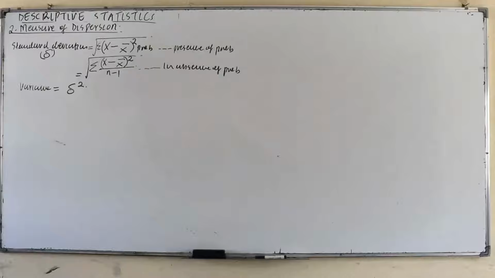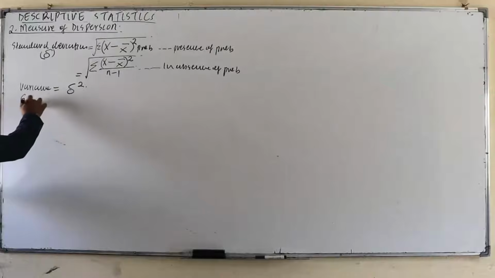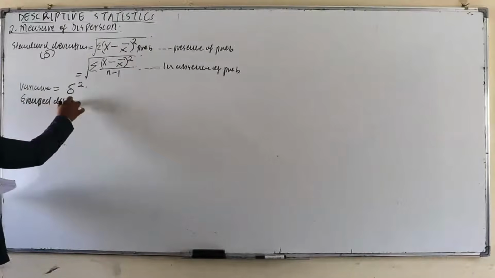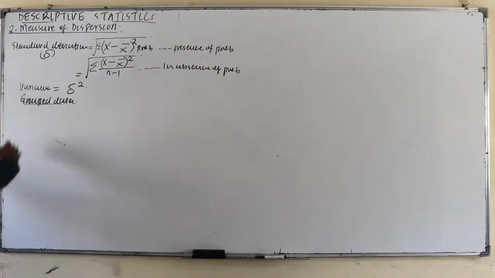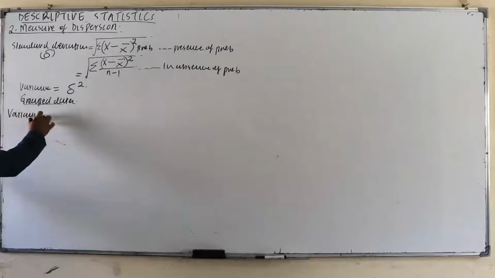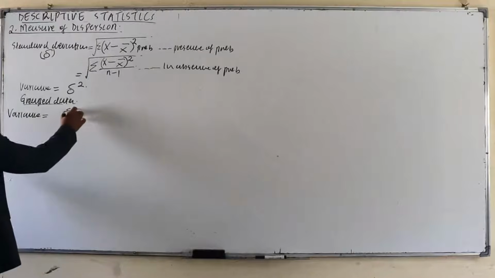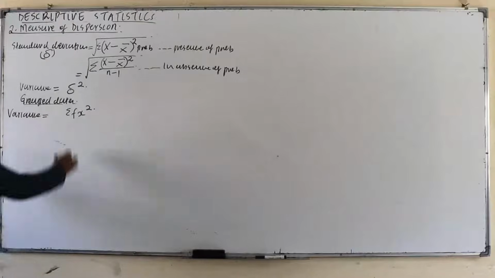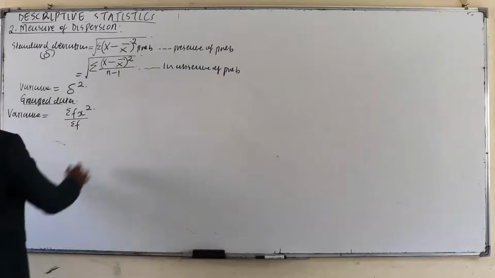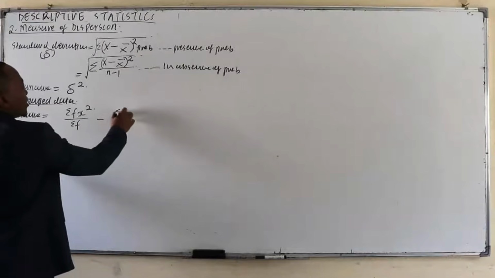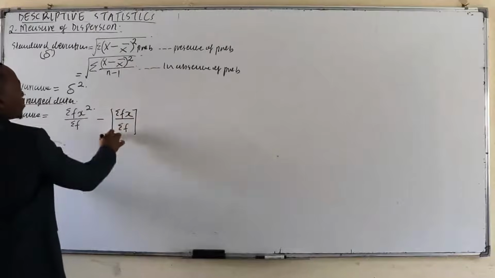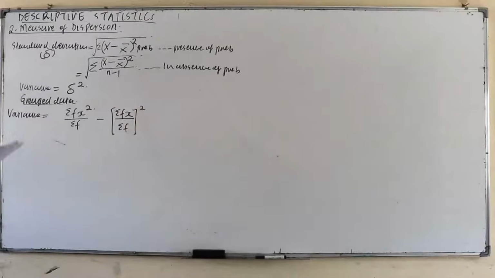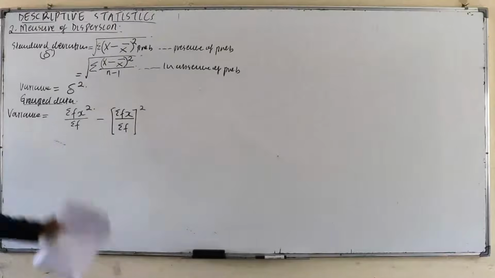Now, in case of grouped data, how do you determine the variance or the standard deviation? To determine the variance, you take the summation of fx squared, divide by the summation of frequency, then deduct summation of fx divided by summation of f, all of it squared. That formula should be at your fingertips because this is one of the common questions.